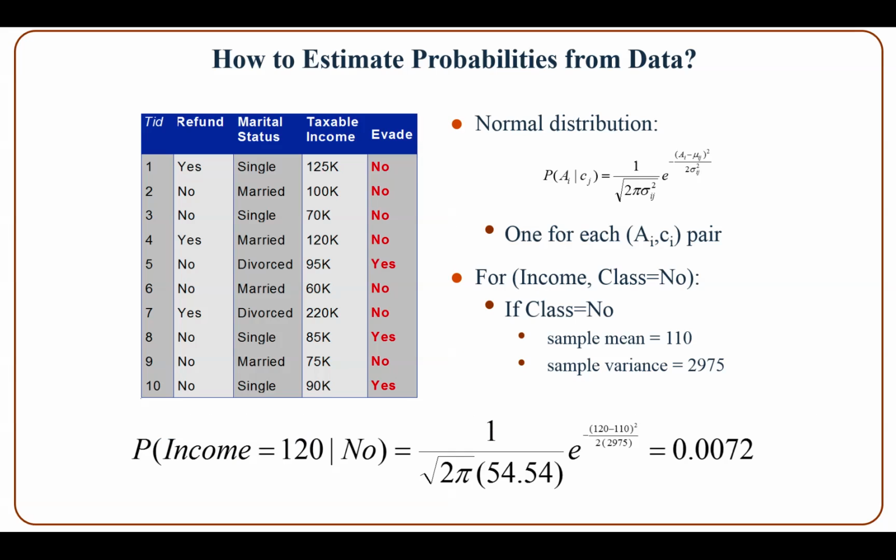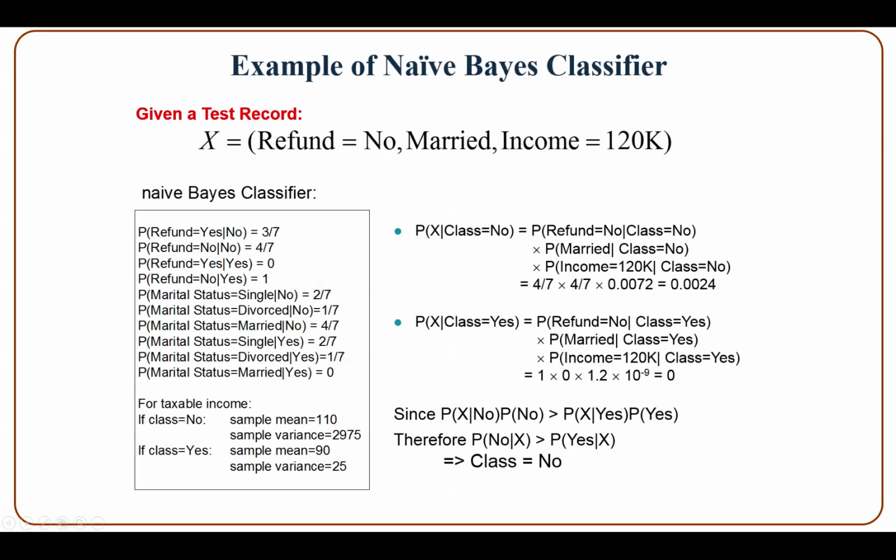This page shows an example of estimating the parameters of the distribution and using those to calculate the probability of income equal to 120k given the class equal to no. This page shows an example of how to classify a test record X with refund equal to no, status is married, and income is 120k.